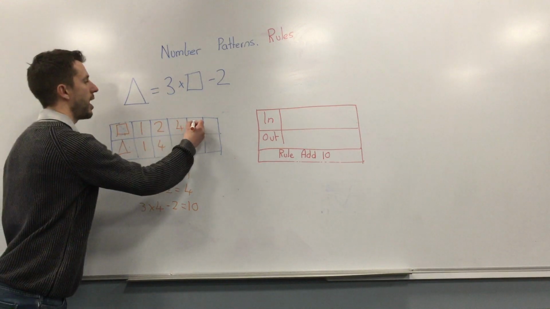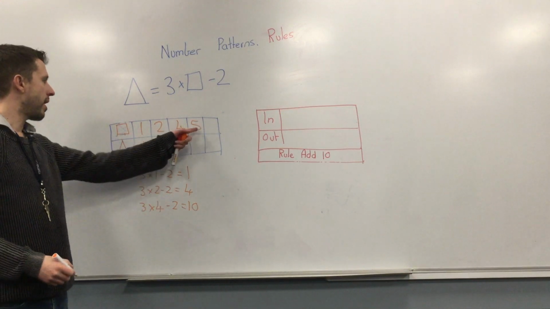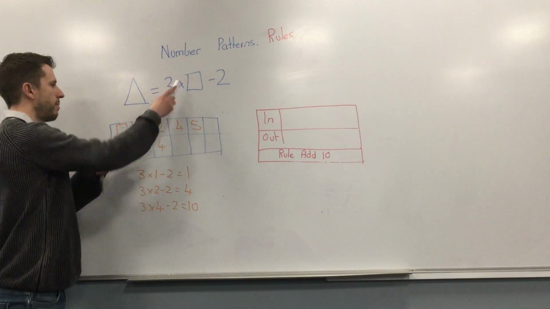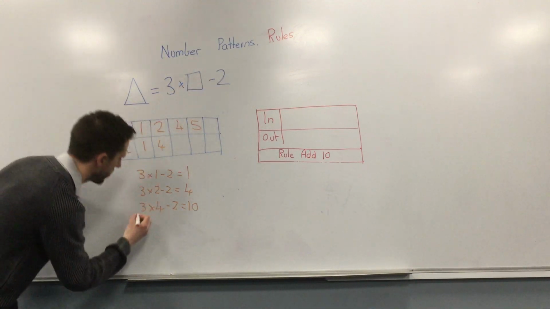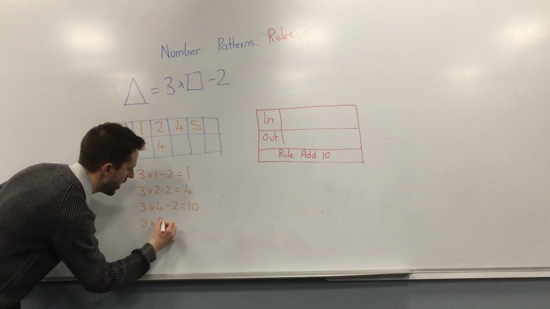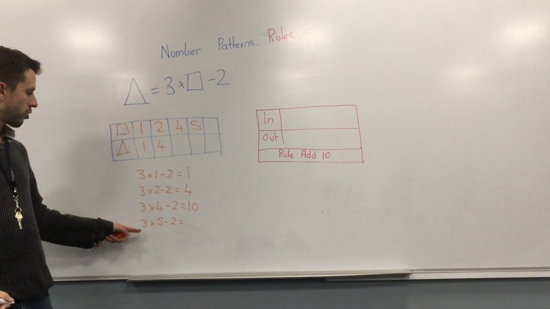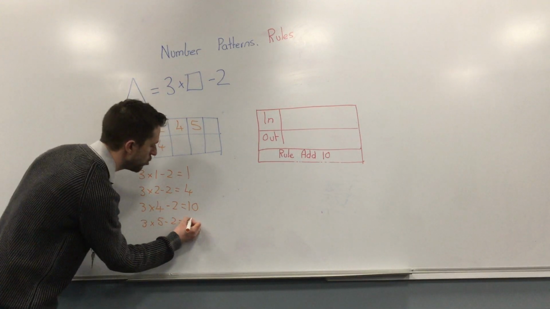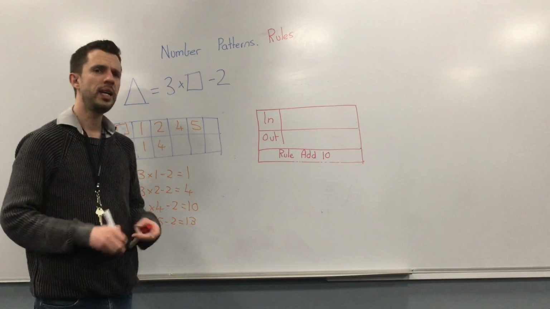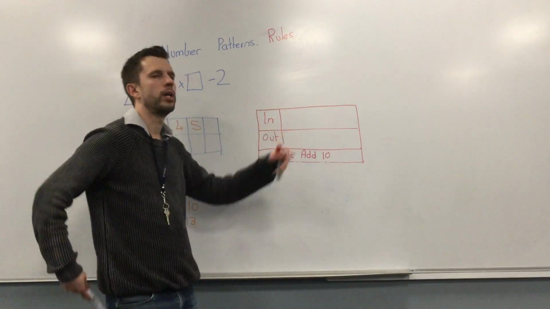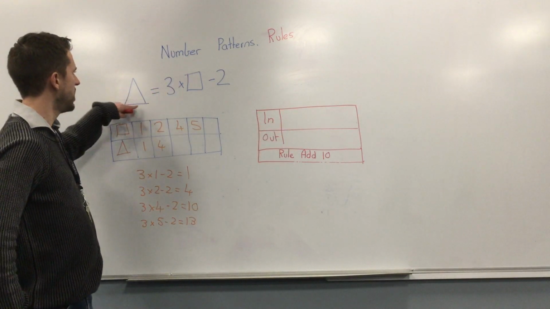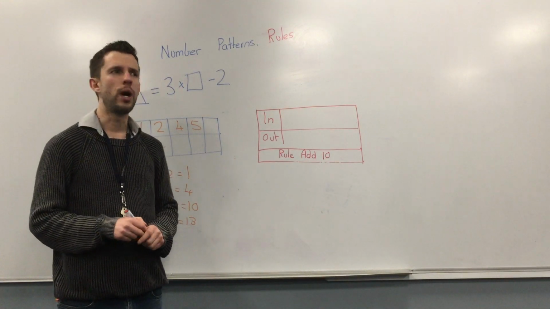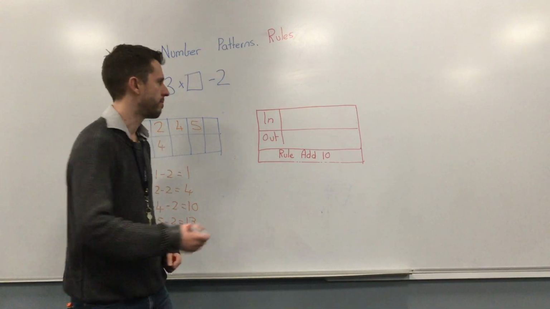And then finally, I might put in the value 5 for the square. That's just saying 3 times 5 minus 2. 3 times 5 is 15. 15 take away 2 equals 13. Now that's exactly the same as what we're doing over here, but instead of having symbols, we've got a word rule. And our rule is add 10.